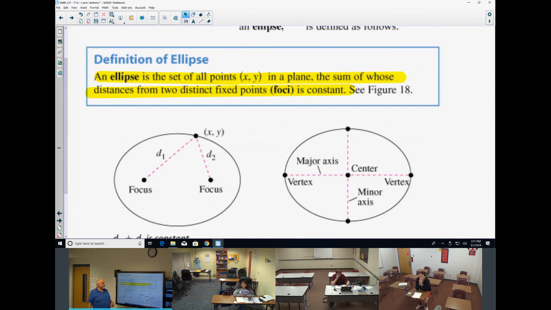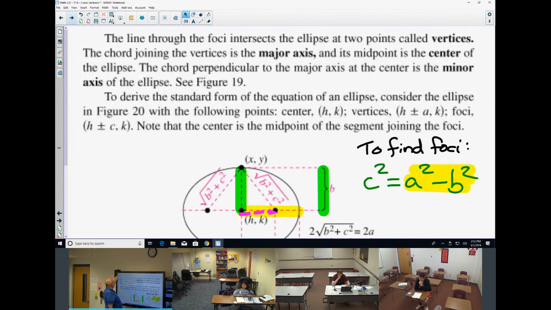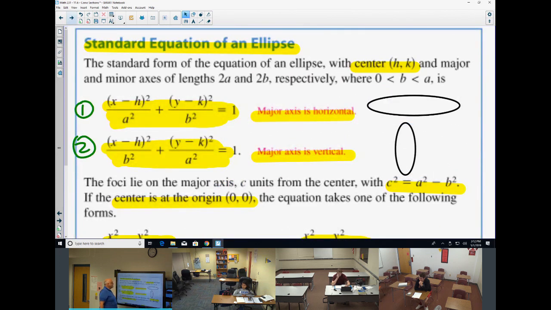And you still have a center, and the long measurement across is the major axis. The smaller one is the minor axis, and the ends of the major axis are the vertices. Okay, so here's the standard equation of the ellipse.